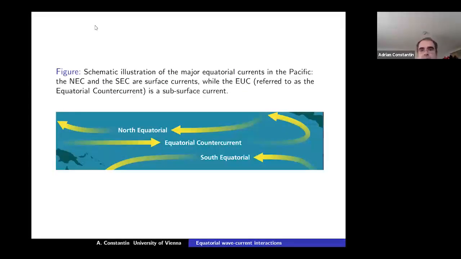And this is another figure. The equatorial counter, well, these two currents, the North Equatorial and the South Equatorial, are further away, a few hundred kilometers, so they will not affect the dynamics I'm talking about. And the one in the middle is not the surface current, it is the one that goes at 100, 200 meters depth, and it goes from Australia towards South America.